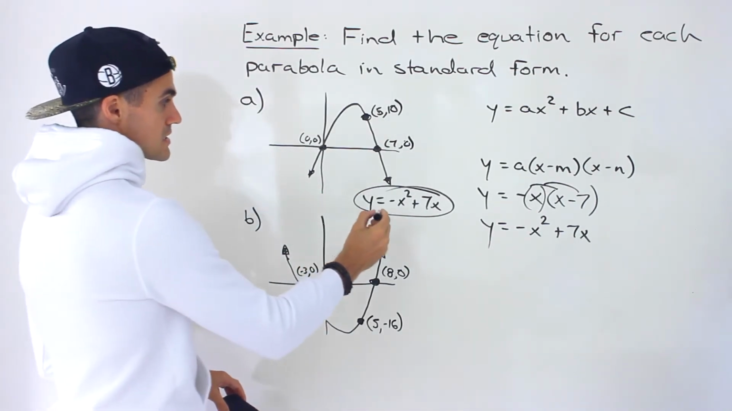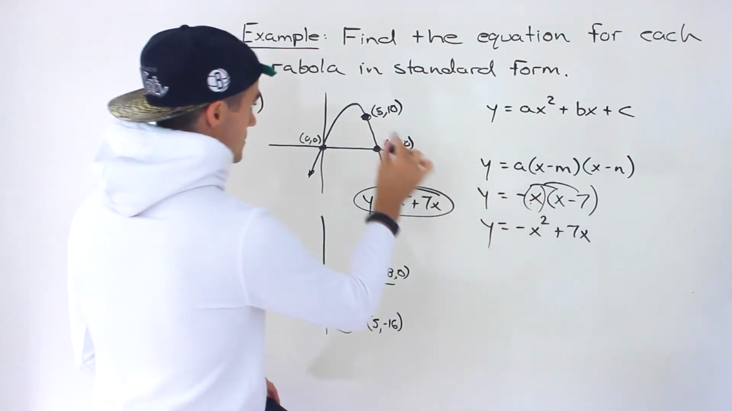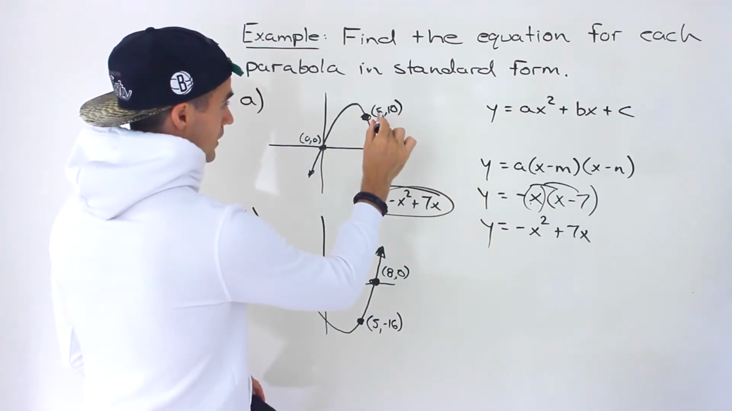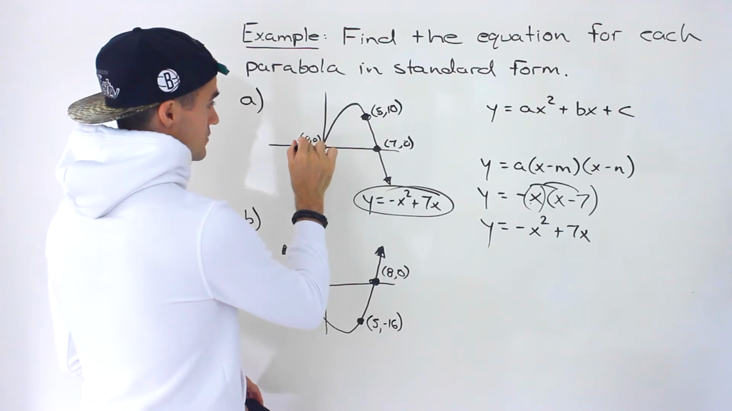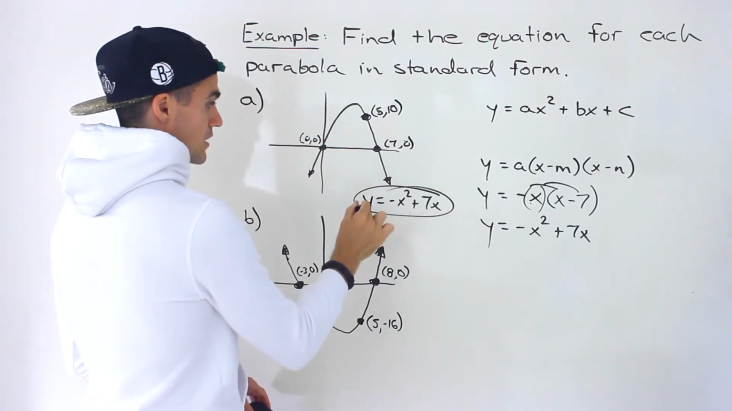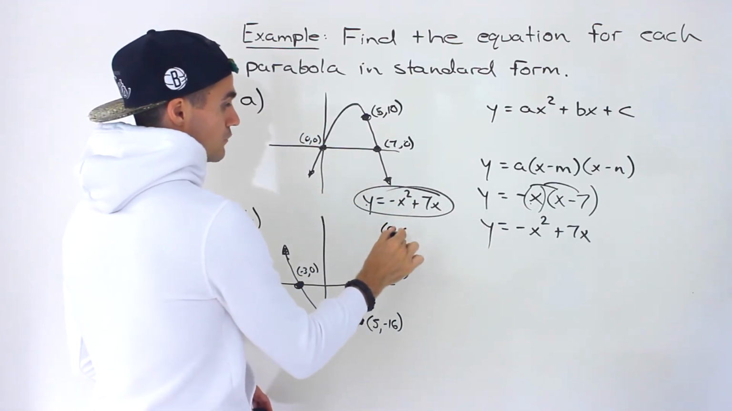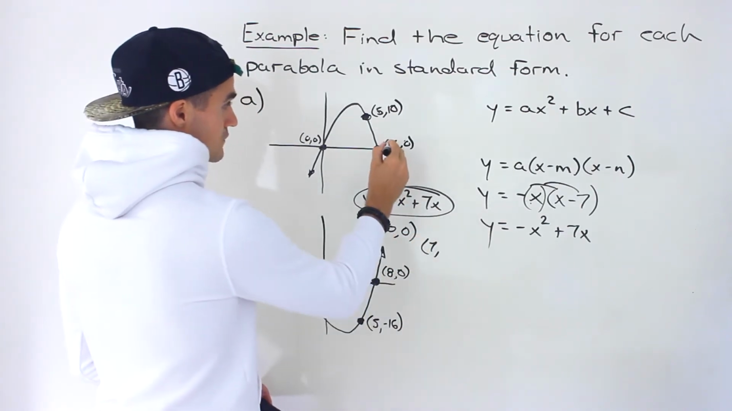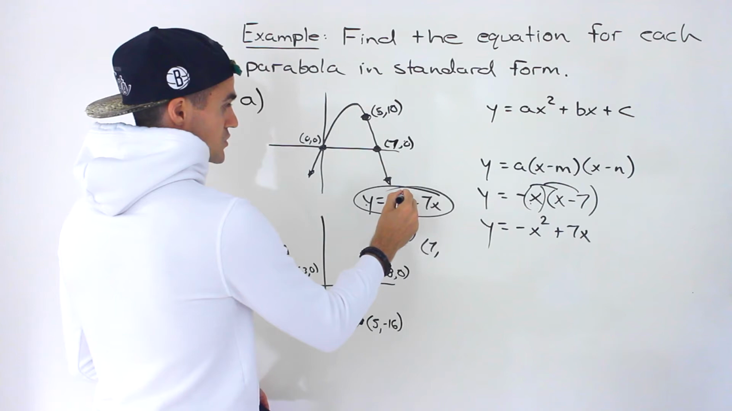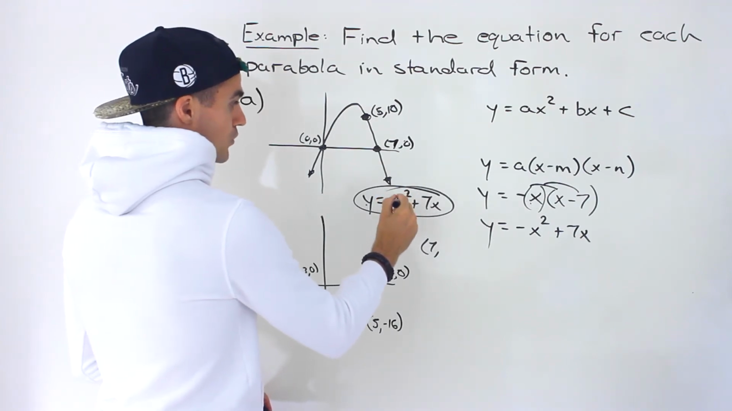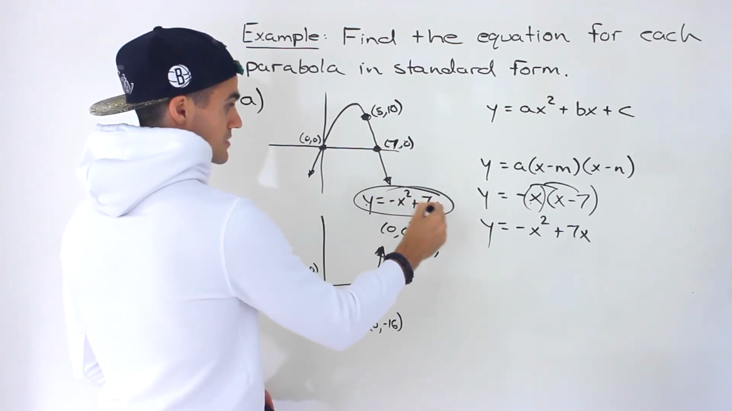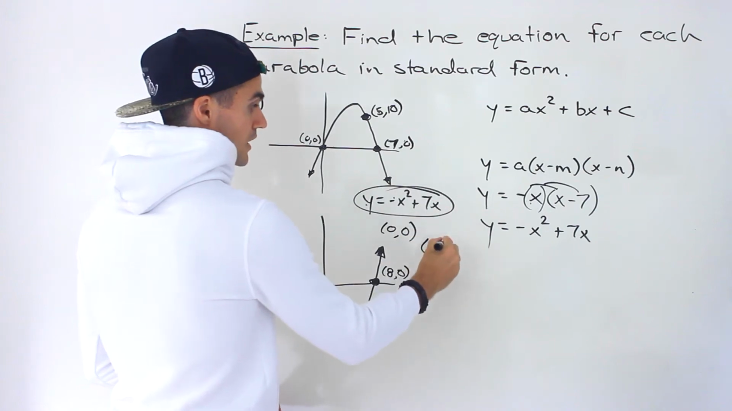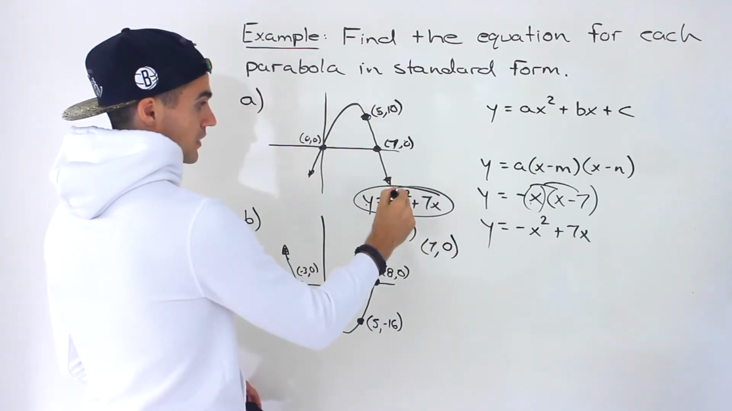And then you could test this. It's easy to see the intercepts, but you could also test any points. You could plug in an x value of 0. Notice how you get a corresponding y value of 0. We could plug in an x value of 7. We'll have 7 squared, 49 times negative 1 is negative 49, plus 7 times 7, which is positive 49. Negative 49 plus 49 gives us 0. We could plug in 5.